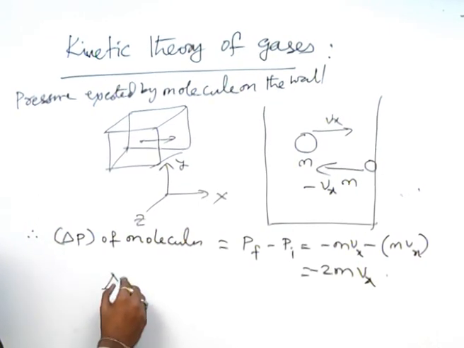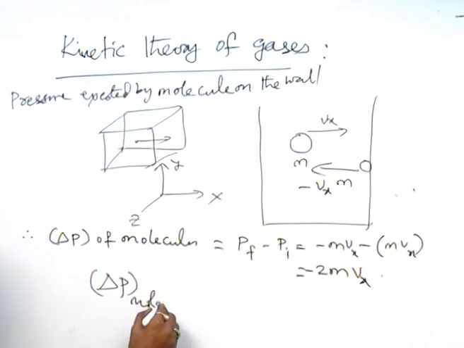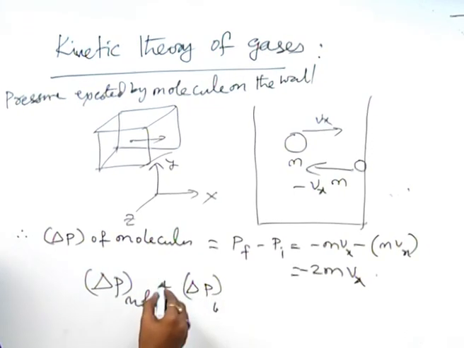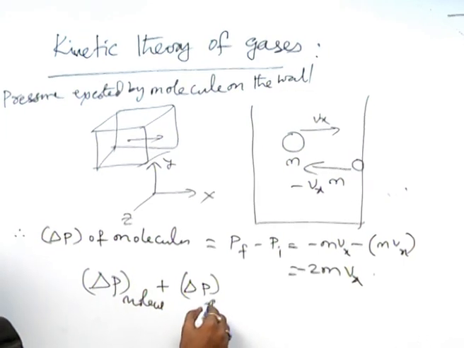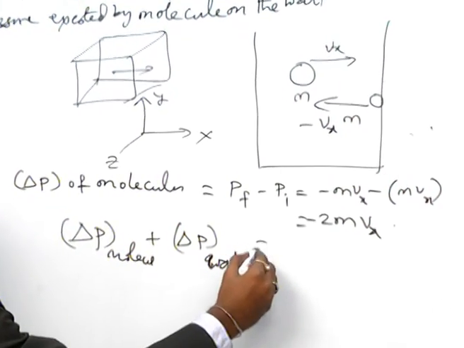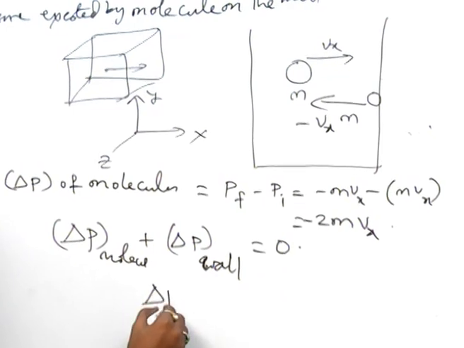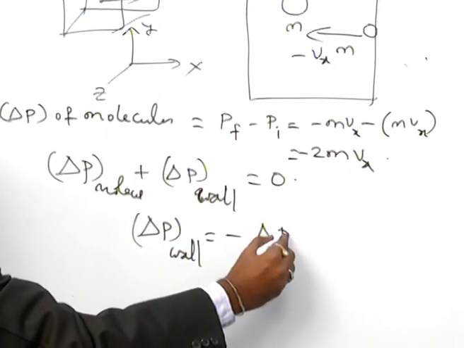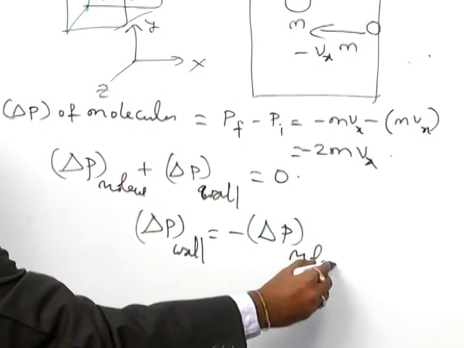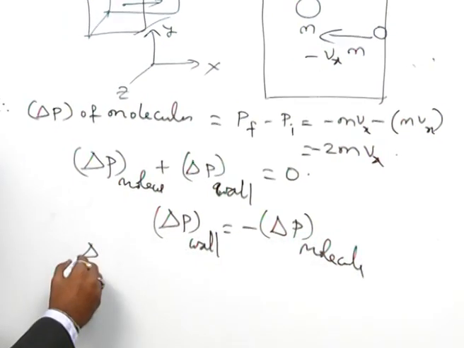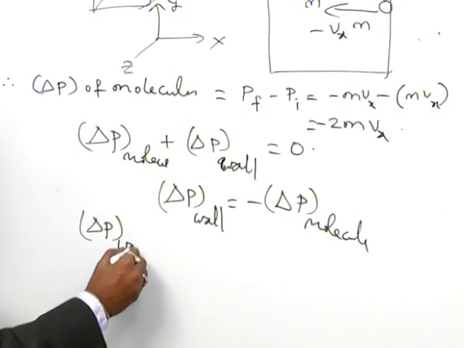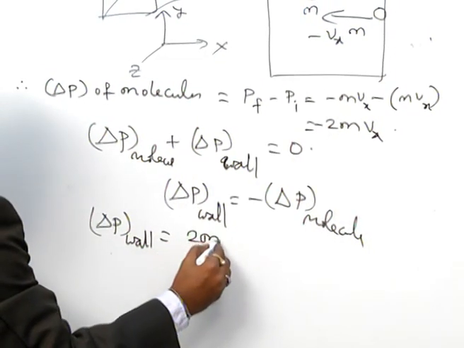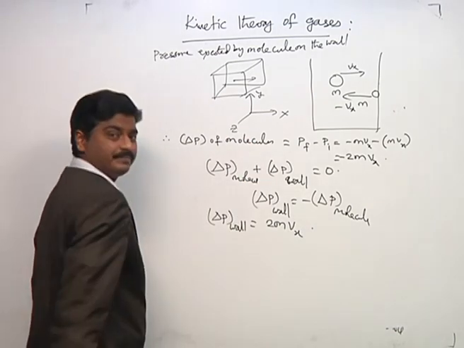According to the conservation of momentum, the change in momentum of the molecule plus the change in momentum of the wall is equal to 0. So delta P of the wall is equal to minus delta P of the molecule, which gives 2mVx.